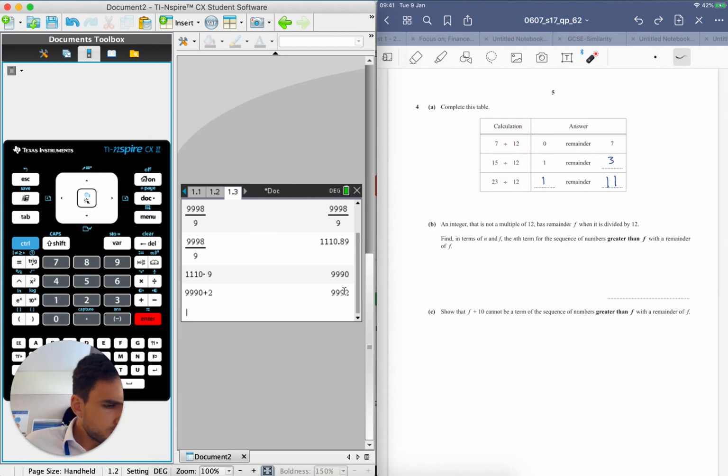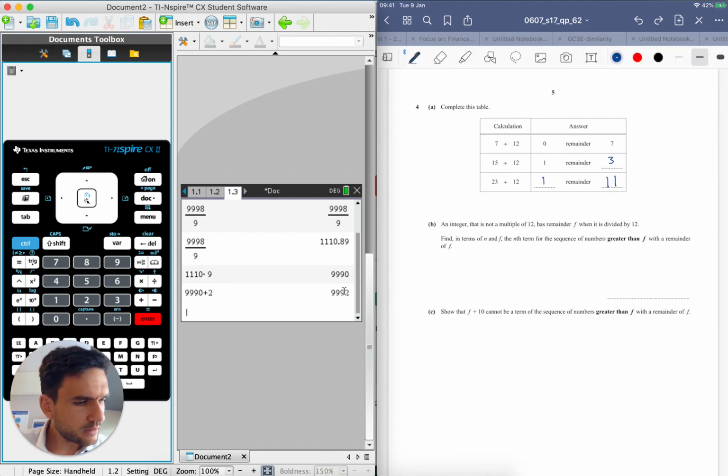So an integer that is not a multiple of 12 has a remainder of f when it's divided by 12. Okay, so there are 11 opportunities in between our multiples of 12. Find in terms of n and f the nth term of the sequence of numbers greater than f with a remainder of f. Well, they're going to go up in 12s. So it's going to be 12n.